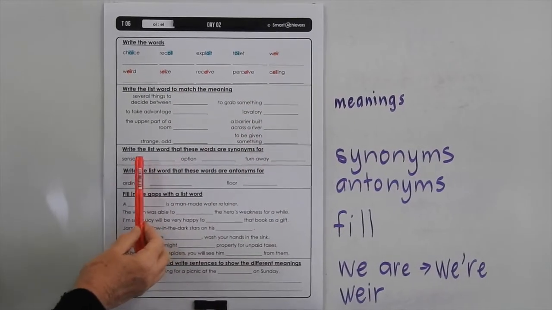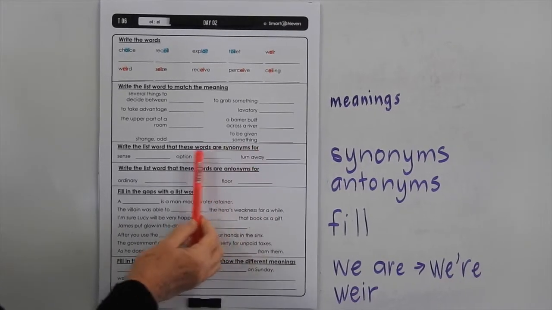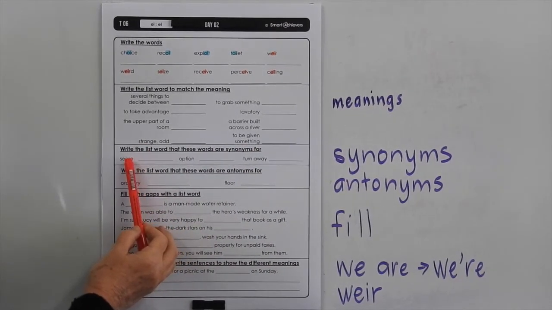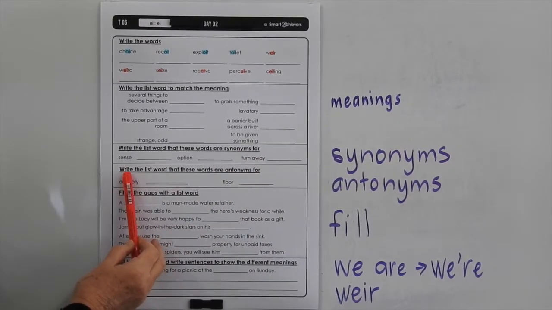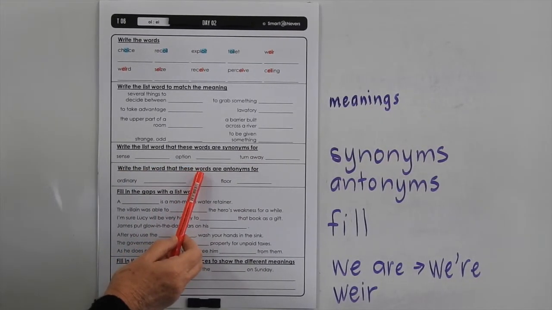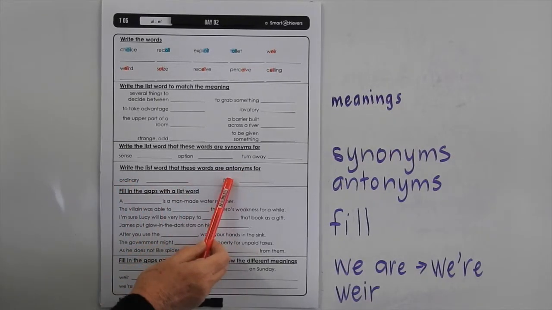So in this section you have to write the list word to match the meaning. We discussed those yesterday. Write the list word that these words are synonyms for. That means which list word means the same as sense, option, turn away. Now in this section you have to write the list words that are antonyms for these words. So they have to mean the opposite to ordinary and floor.